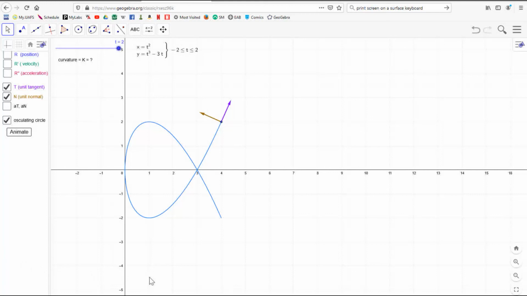Okay, so I think that gives you some idea now about what we mean by curvature. We have a few formulas for calculating it, and maybe in the next video we'll actually calculate it for a couple of different examples.